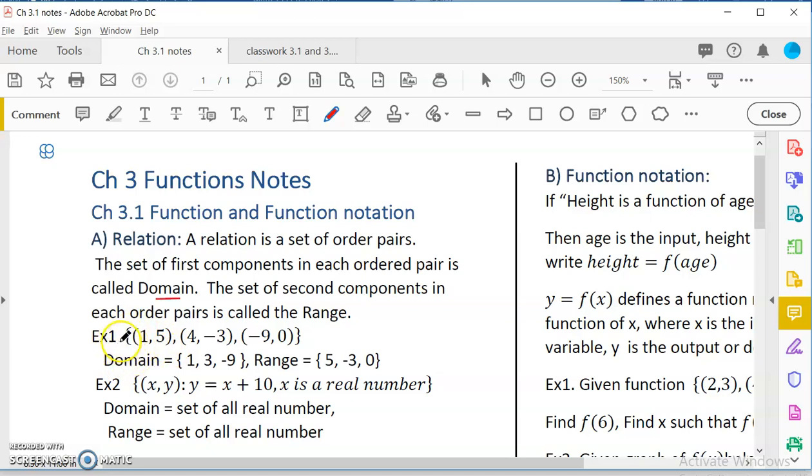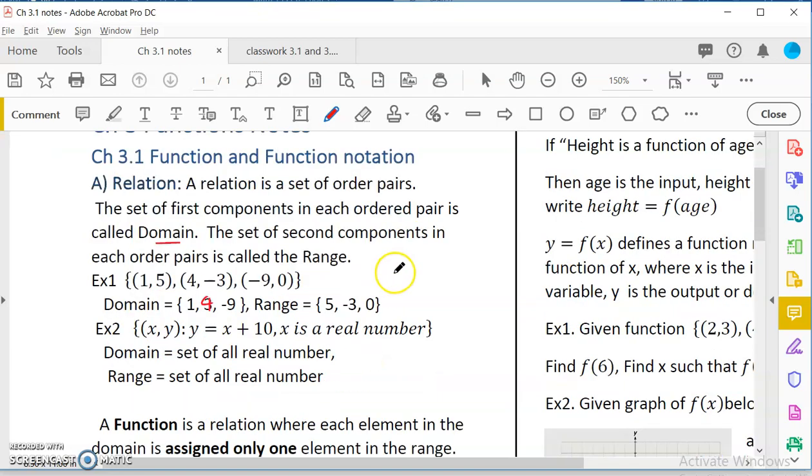We can give it a name such as F or R, but basically it's a collection of a first number and a second number, and first and second. If you collect all the first numbers together, this is 4, so it will be 1, 4, and -9. All this is the domain. Collect all the second numbers, so it will be 5, -3, 0, which is the range. If there's a repeat, you don't write it again. If there is another pair, let's say 1 and then 0, 1 is already there, so you don't write it, and 0 is already there, so you don't write it. So it's just a list of all the pairs.